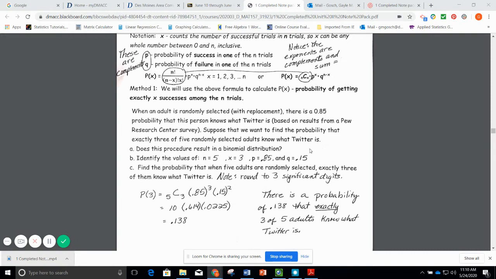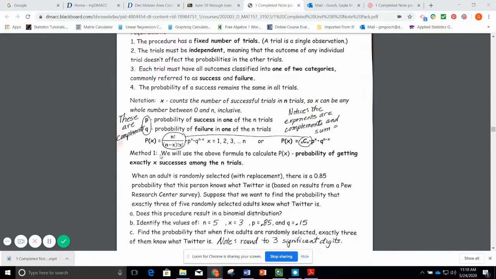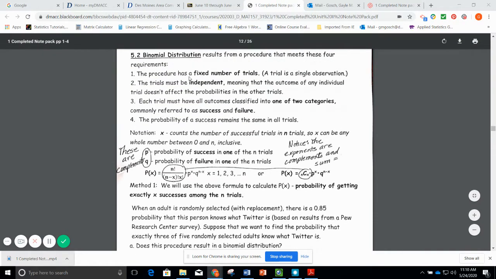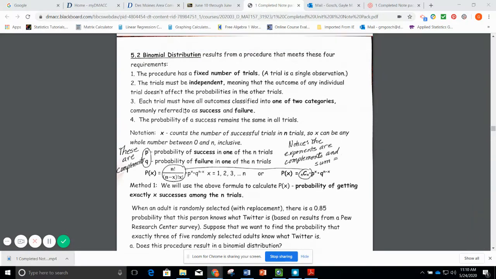First thing that we need to do is, does this represent a binomial distribution? And that might be a question that is asked in your very initial MyStatLab questions. And what you need to do is go back up here and check to make sure of these 4 criteria. Is it a fixed number of trials? Yes, we're going to be looking at a group of 5 adults. There's 5 trials. Are the trials independent?